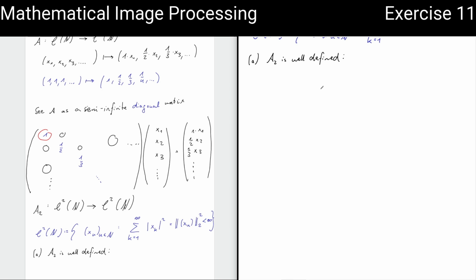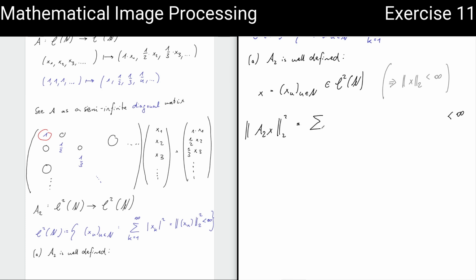So I think I already outlined how the proof is going to work. So we start with x, an infinite vector, in L2 of N. So we should keep this in the back of our head. This means the 2 norm of x is smaller than infinity by definition. So now I want to show that also the 2 norm of the image, so A2 of x, is also finite. So how do we do this?